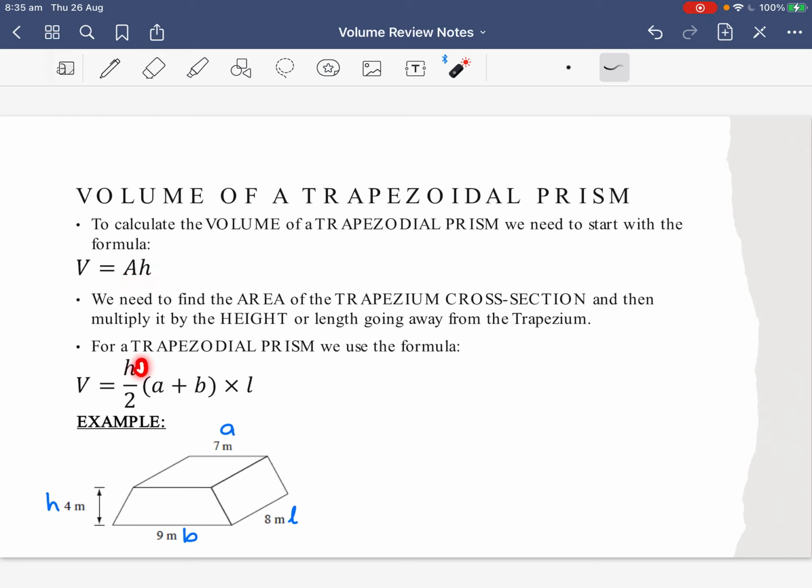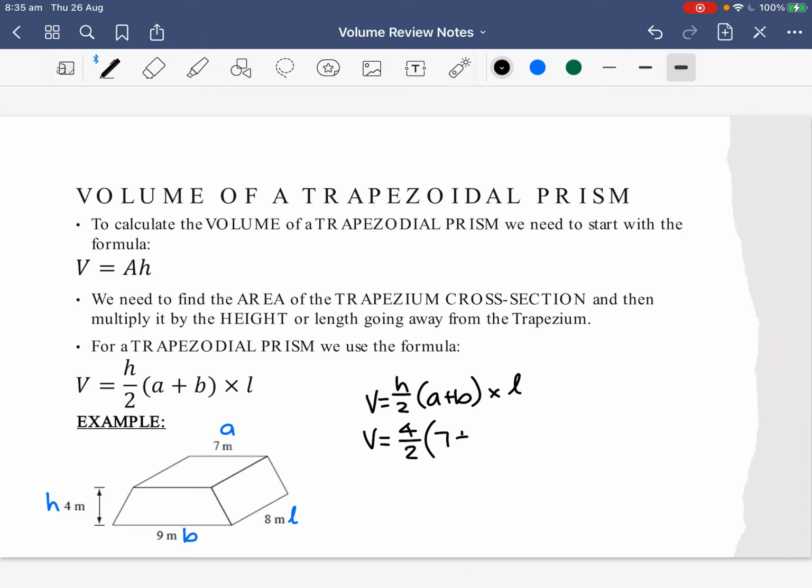Now, in our formula up here, I'd just like to address that it's V equals AH, but because we already use an H in our formula for the trapezium, I like to change that H out to be an L. But as long as you know that it's the length going away from the trapezium, I feel like that helps people a lot more than thinking that it's the height, because otherwise people use this value again instead of this value here. So we have V equals H on 2, bracket A plus B, times L.